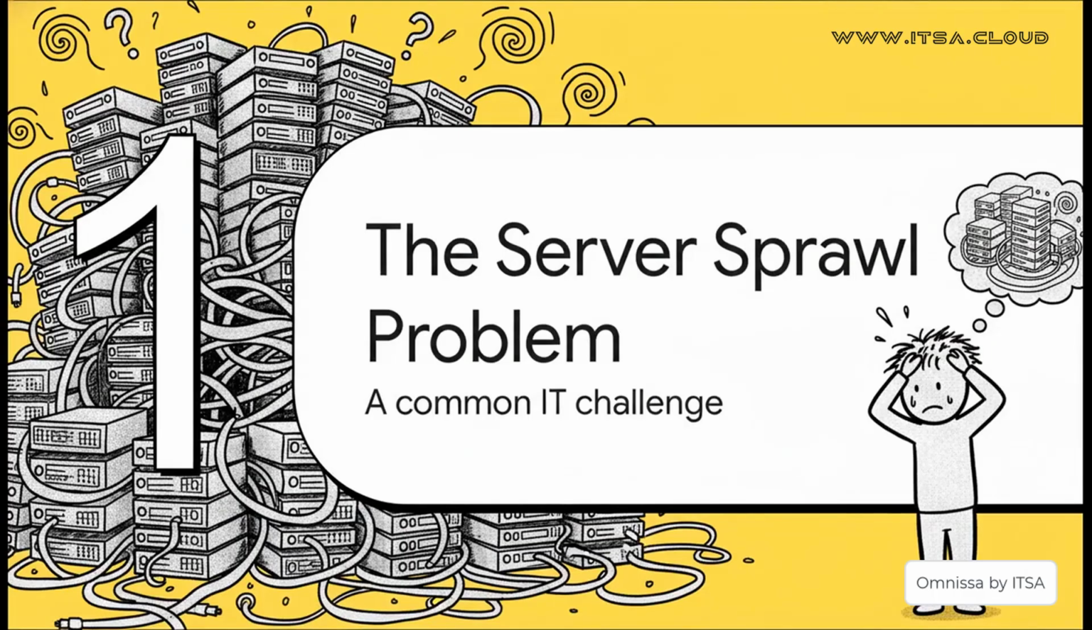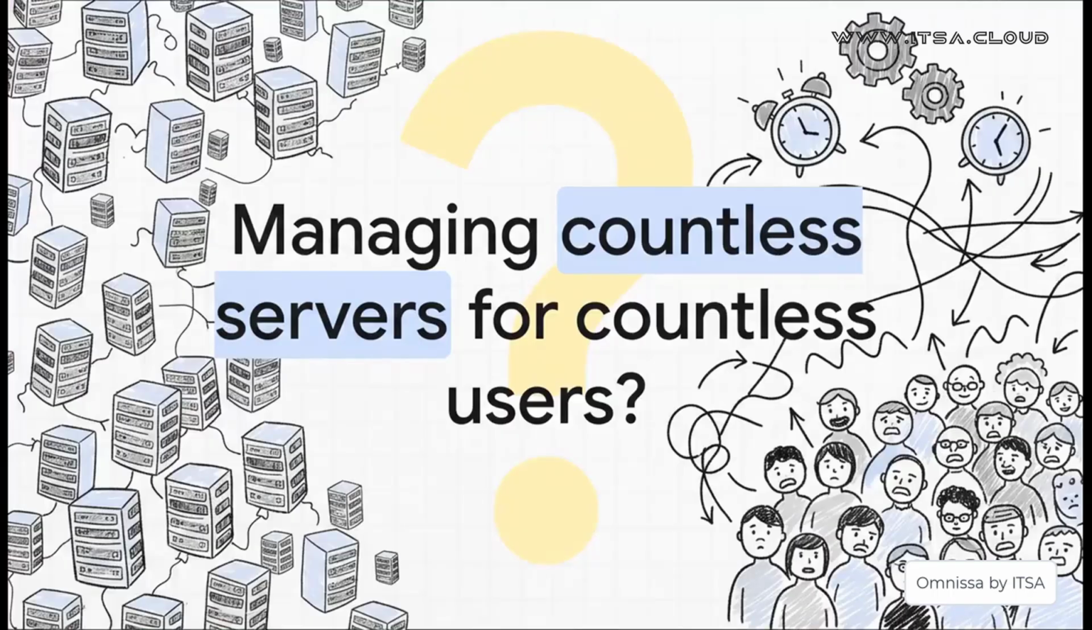So, let's start with a problem that I'm sure every IT admin listening knows all too well. We're talking about server sprawl. It's that feeling of just being completely overwhelmed by the sheer number of machines you're responsible for. Just try to picture it. You're trying to individually manage, update, and balance dozens or maybe even hundreds of servers for all your users. It's a massive administrative headache, right? It's inefficient, it's super prone to error, and it just doesn't scale.